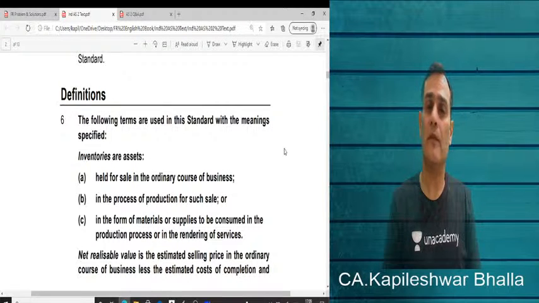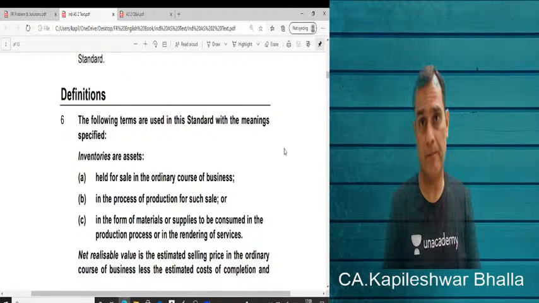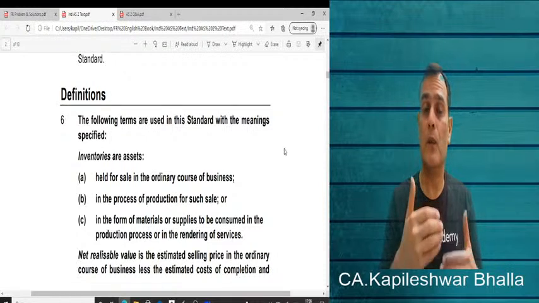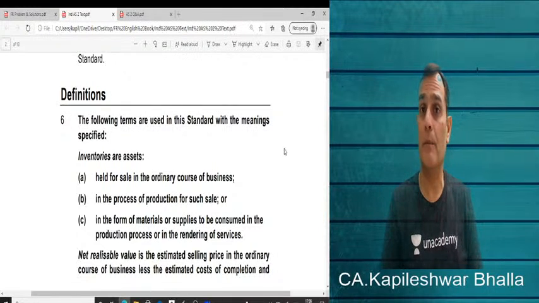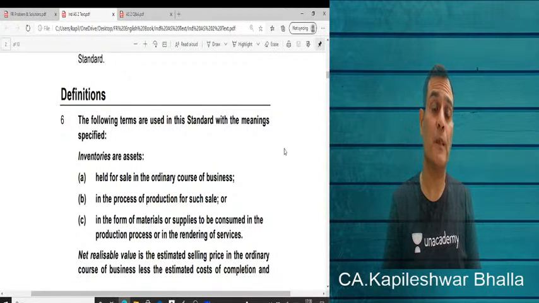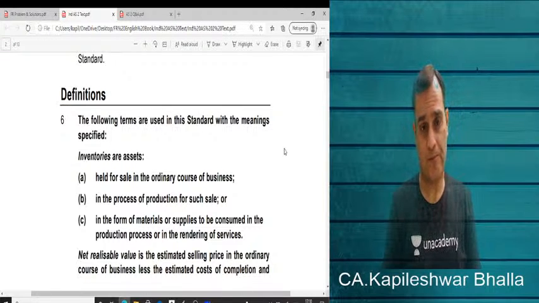So the purpose could be, if it is finished goods, it is held for sale. If it is WIP, it will be converted into finished goods and then it will be sold. Or it is a raw material which is held for being consumed in the production process.